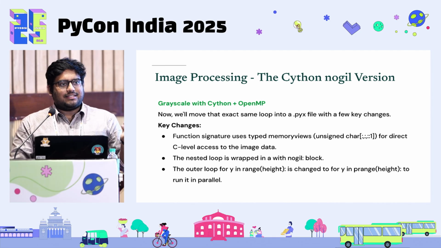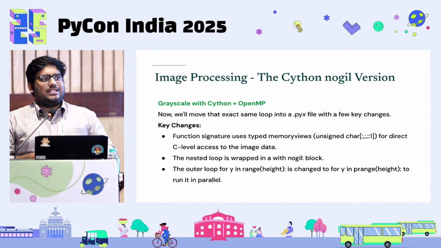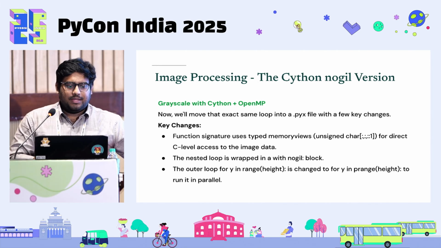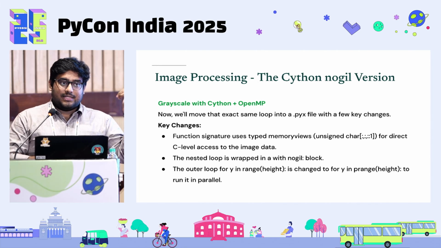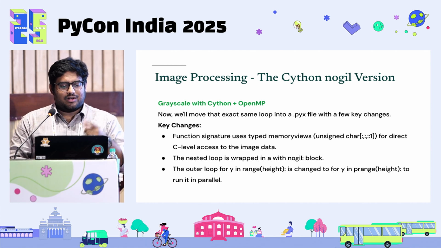Then we have the Cython nogil version. In this, we'll basically do the same thing, but with the help of Cython along with OpenMP. And here, there will be some changes from the previous approach, which I think we'll go over when we are going through the code.